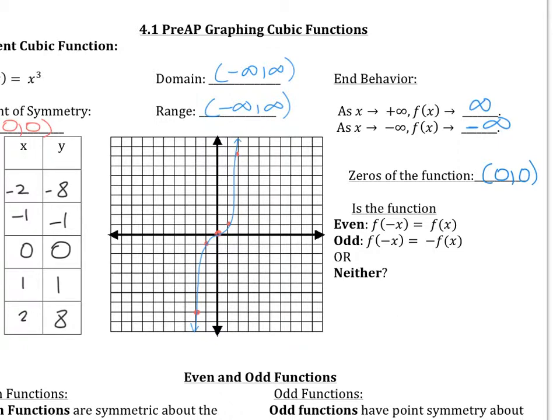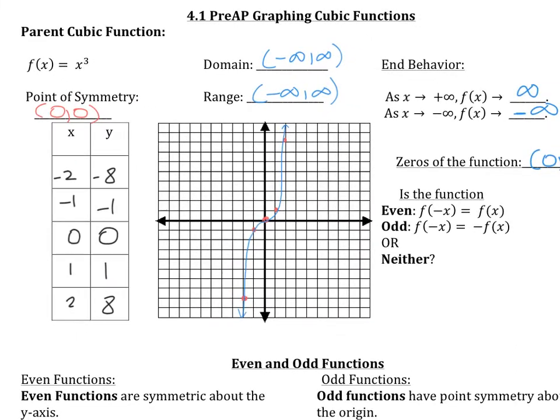Now, in order to decide, you can look at this in two ways. You can either look at it algebraically, or you can look at it graphically. Now, is this function symmetrical with respect to the origin? Does it have a point of symmetry at the origin? And the answer is yes. So yes, it is an odd function. Odd functions are functions that have the origin, 0, 0, as the point of symmetry.